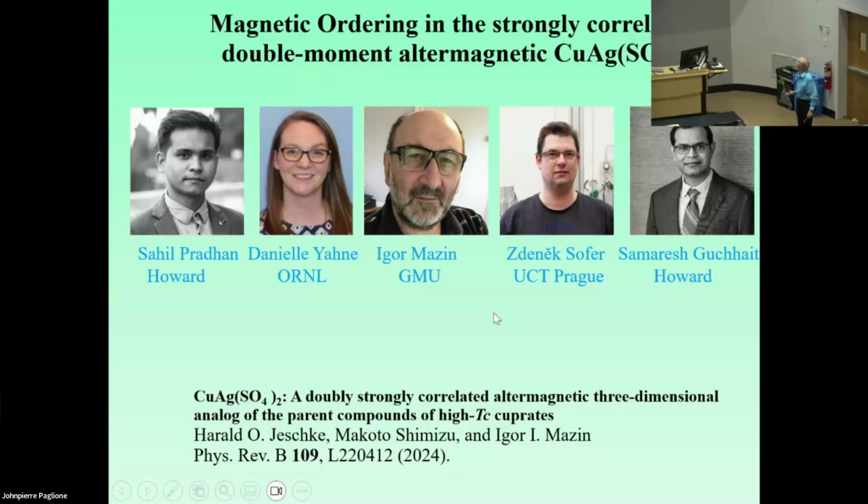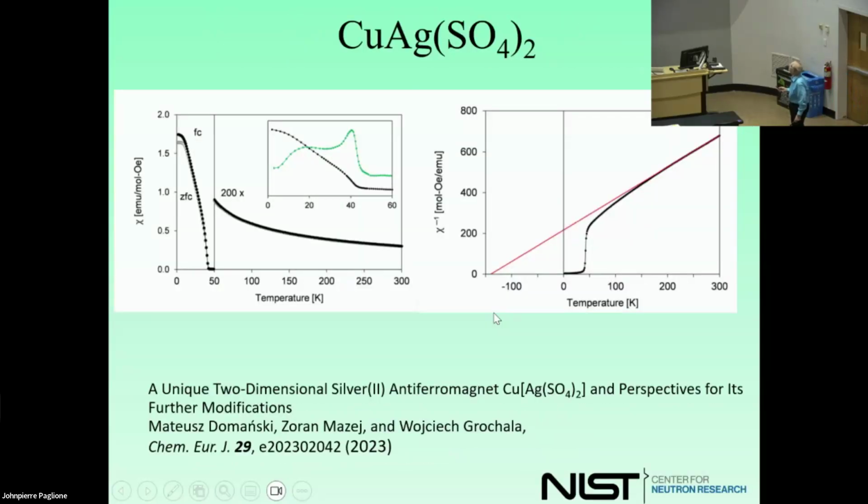Okay, so we want to do the neutron scattering. And Igor here is the guy who is a theorist. And you can tell that he's the theorist because look at the size of his head. But he realized that the predicted ground state should be an altermagnet. And so we wanted to do the diffraction. And so it orders around 40 Kelvin.